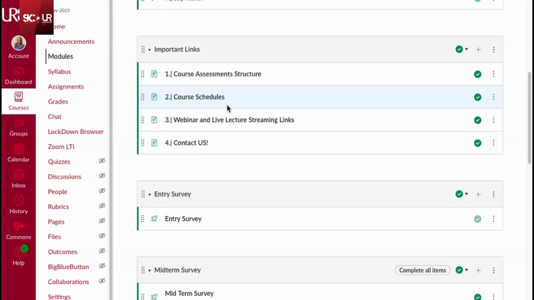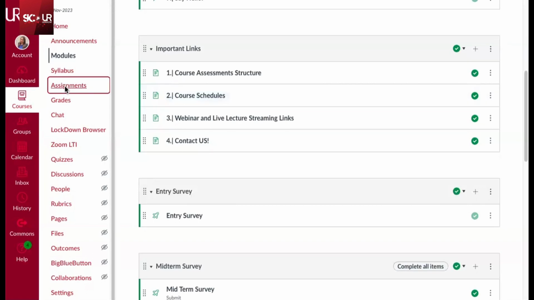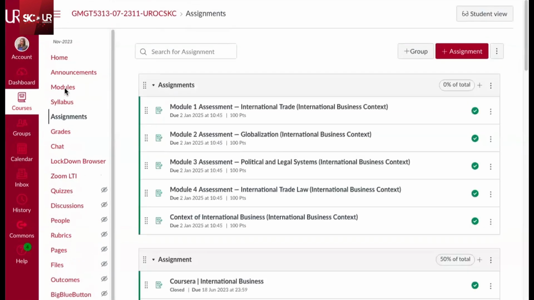Is there any first semester student? Because I can see some familiar names, so I know that they have had classes before. Is there any first year student or first semester student not familiar with Coursera? So everyone is familiar with Coursera, right? Okay. So let me go through the course first.